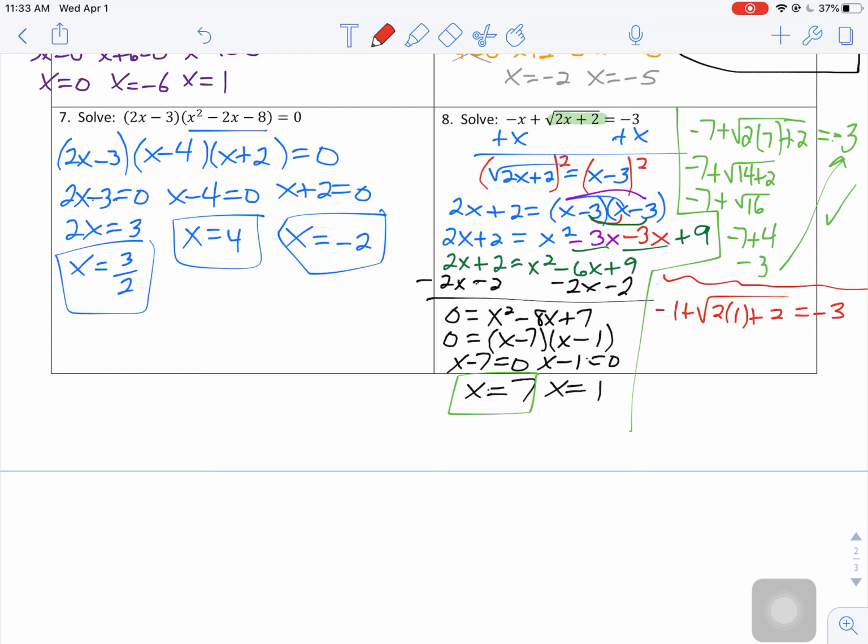And then again, I'm not solving the equation, I'm just following order of operations to simplify the left side. So under the square root, 2 plus 2 is 4. Square root of 4 is 2. Negative 1 plus 2 is 1. 1 does not equal negative 3. So x equals 1 is not a solution to this equation. It's an extraneous root, so we have to throw it out. And that is all.